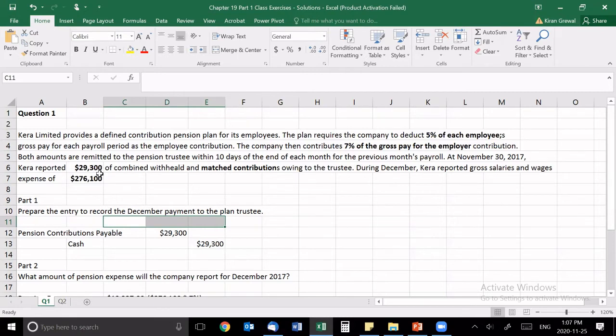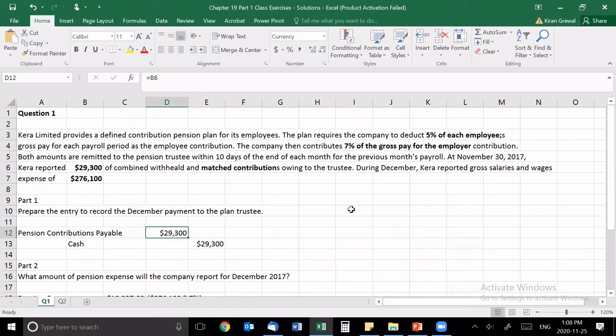So 29,300 is the total amount you have to pay the trustee. You would have already set up a pension contributions payable, and now you're actually just paying it out. So we debit pension contributions payable, 29,300, credit cash, 29,300. This is just showing the payment entry 10 days after month end for November 30th. They already calculated it and told you the amount that has to go to the pension trustee is 29,300. They would have already done the journal entries for crediting contributions payable, and now you just have to reverse it and pay the cash.